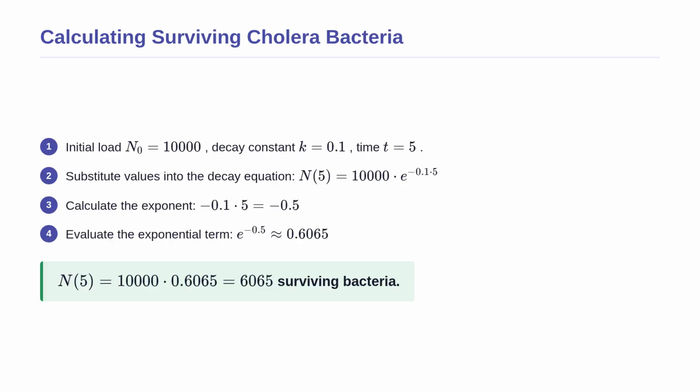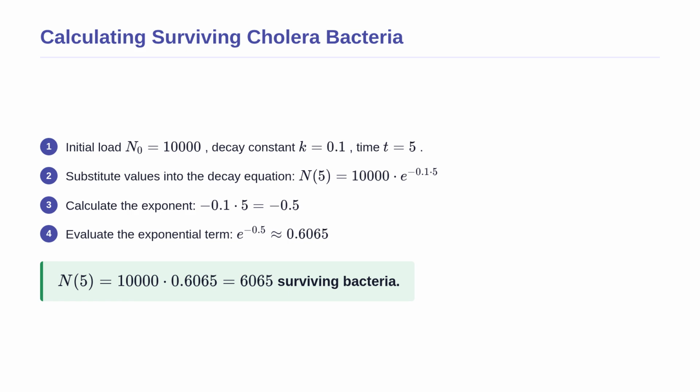Before we move on, let us see this formula in action with a concrete example. Suppose a housefly lands on animal waste and picks up an initial load of 10,000 cholera bacteria. The decay constant is 0.1 per minute, and the fly takes 5 minutes to reach your sandwich. We want to find how many bacteria survive.